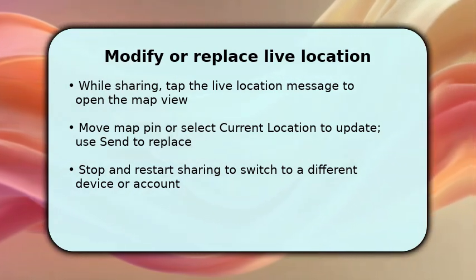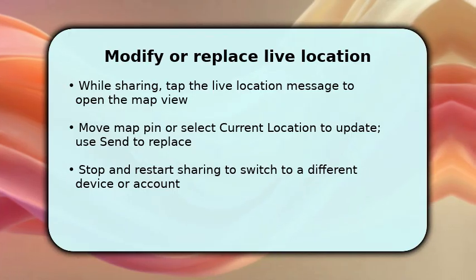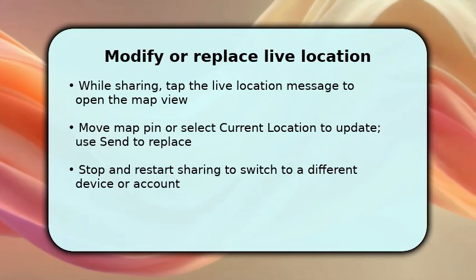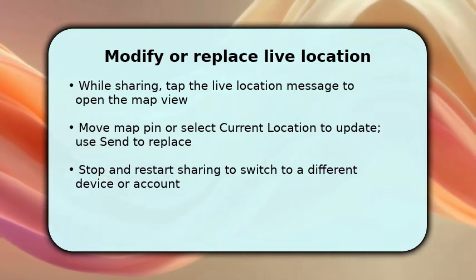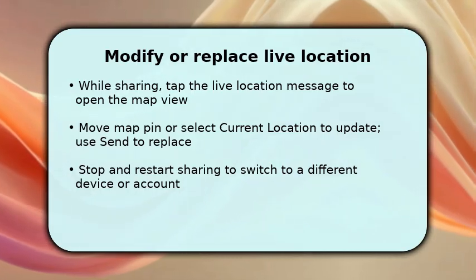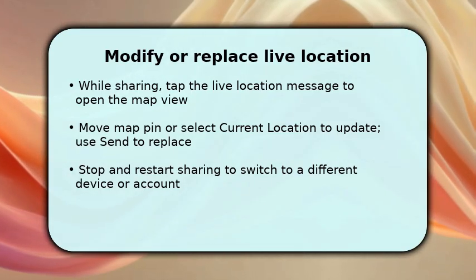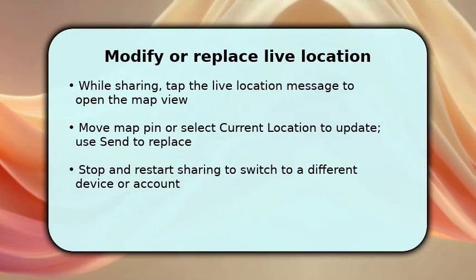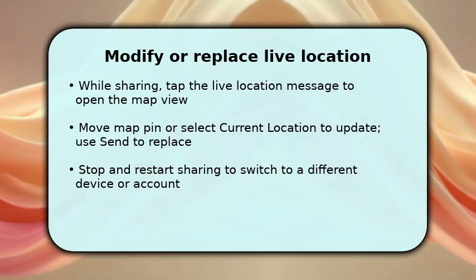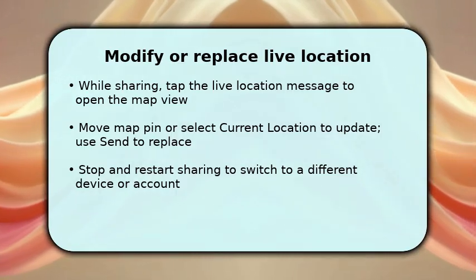If you need to change the exact spot, either drag the pin where supported or tap current location to refresh coordinates, then press send to replace the previous share. If you want to switch devices or accounts, stop sharing first and restart from the other device so only the new stream is active. Make sure permissions remain granted, and background location is allowed for continuous updates.